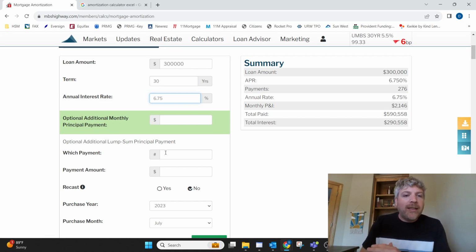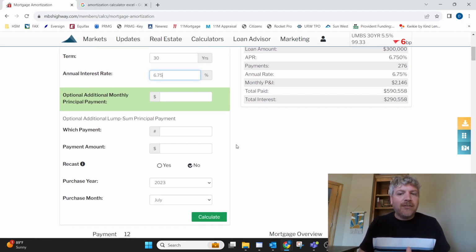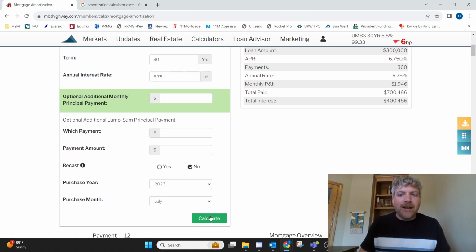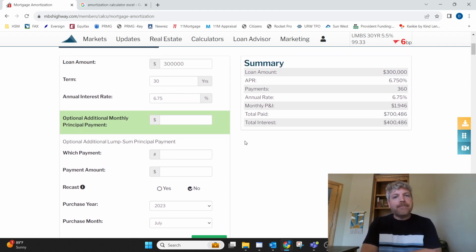So before I play around with anything else on the bottom, I just want to run this through as is. So this is assuming that somebody's taking out this loan, they're making the minimum payments, they're keeping this loan for a full 30 years and not paying anything extra. So that's the first example that we're going to run today. So let me just hit calculate on that.